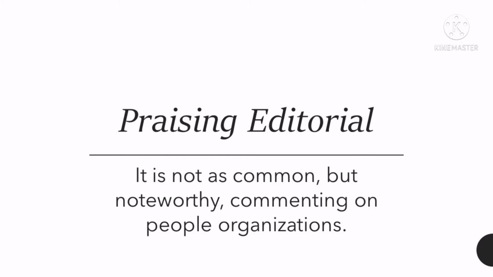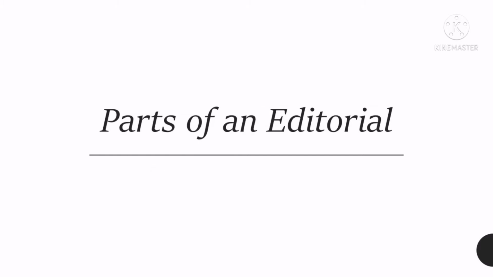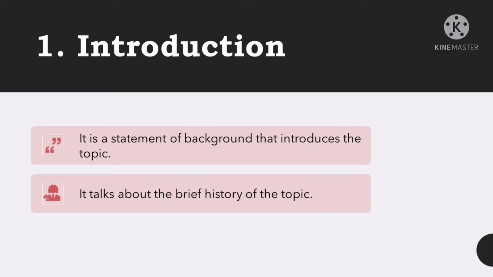Now let's talk about the parts of an editorial. By the way, the parts of an editorial are different from the parts of a typical news story, just like what we discussed in my previous lesson videos. The first part is the introduction. It is a statement of background that introduces the topic. So it talks about the brief history of the topic.